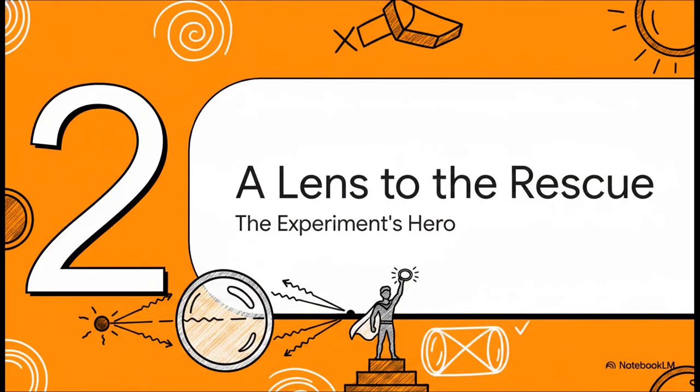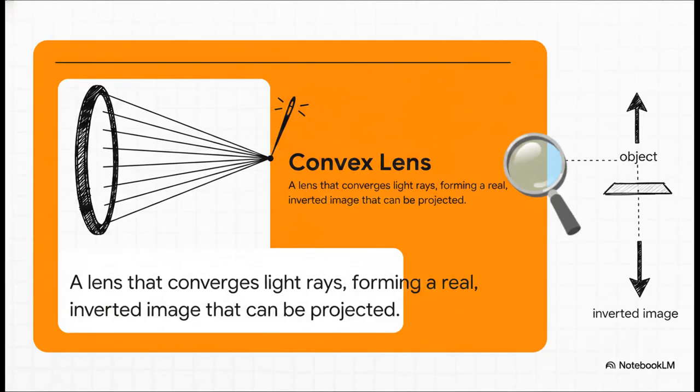So how do we get around this whole virtual problem? Well, you fight virtual with something real. And to do that, we need to bring in the hero of our experiment, the convex lens. A convex lens is basically the opposite of our mirror. It's thicker in the middle, kind of like a magnifying glass, and it bends light rays inward, forcing them to converge at a single point. And this is its superpower. It can take light from an object and form a real, physical image, one that you can actually project and pinpoint in space. This is the absolute key that unlocks this entire puzzle.